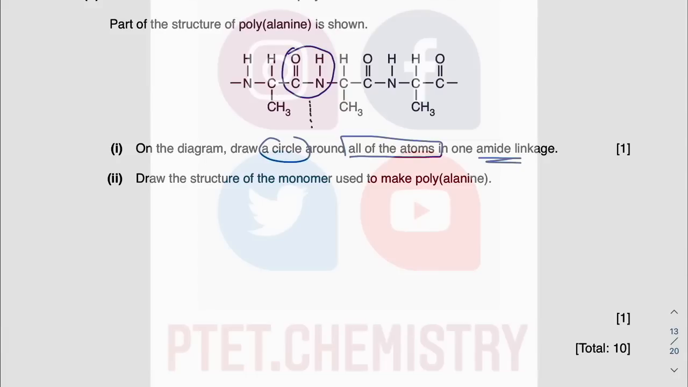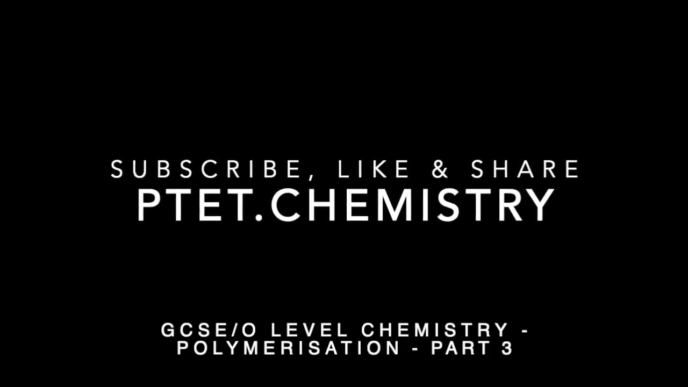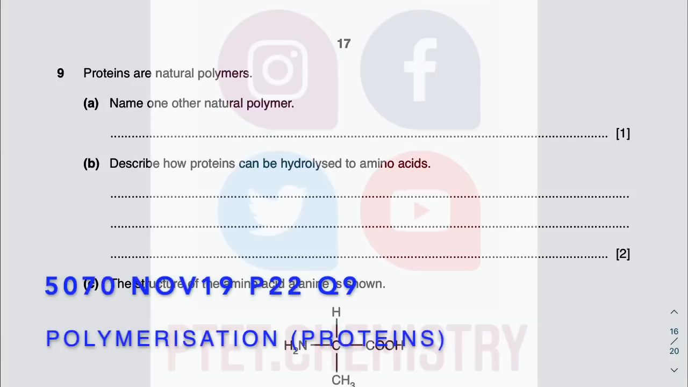Anyway, so from here to here, it's actually one repeat unit. So I could draw the monomer like this: CH, CH3, COOH. Okay. So next question, proteins are natural polymers. Name one other natural polymer. Starch or polysaccharides or complex carbohydrates will be alright, but starch is nice and easy.